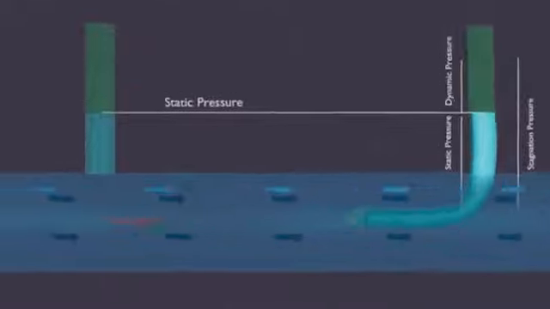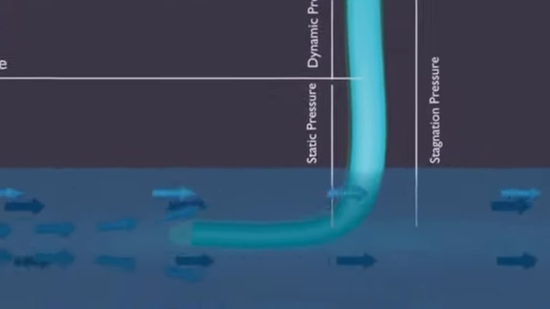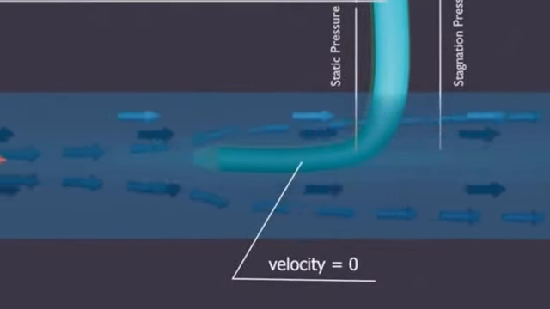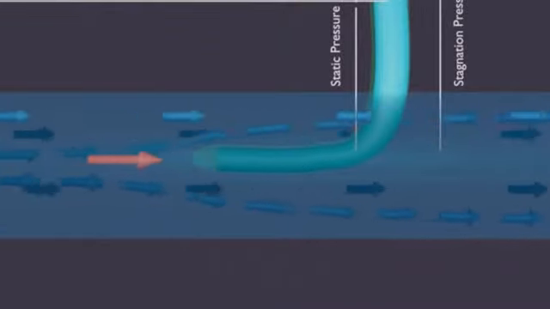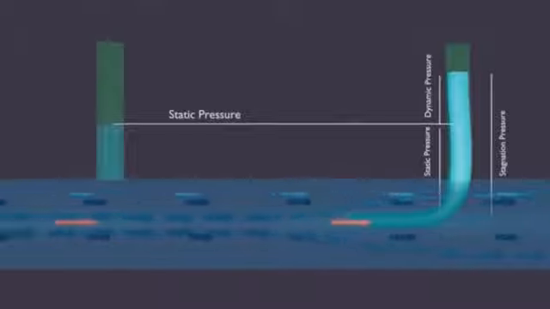So the stagnation pressure represents the pressure at a point where the fluid is brought to a complete stop. Now let us apply the Bernoulli equation and derive the formula for stagnation pressure. For that, let us write point 1 and point 2.